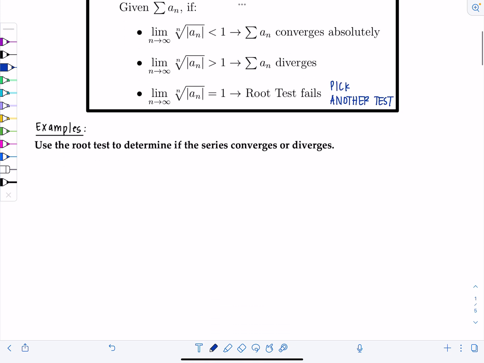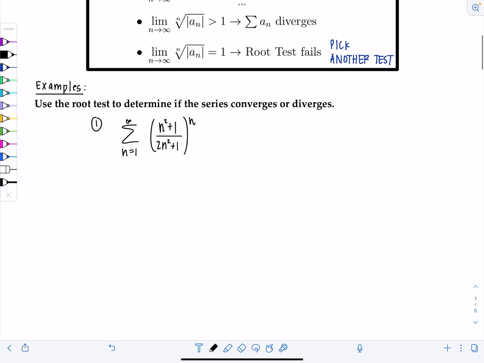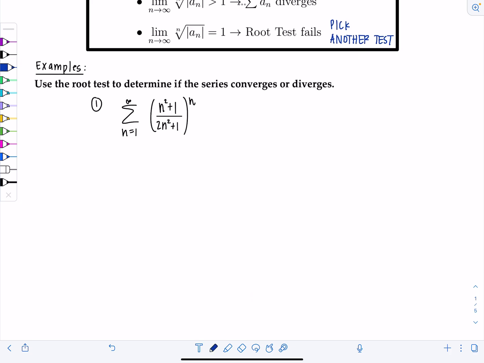All right, so here we go. Let's look at some examples, and we're exclusively going to focus on the root test in this video to determine if the series converges or diverges. So first one I have for you is the sum, n equals 1 to infinity, of n squared plus 1 over 2n squared plus 1 raised to the n. So to start off, we're going to take the limit as n approaches infinity of the nth root of the absolute value of an. Okay? Burn that in the brain.